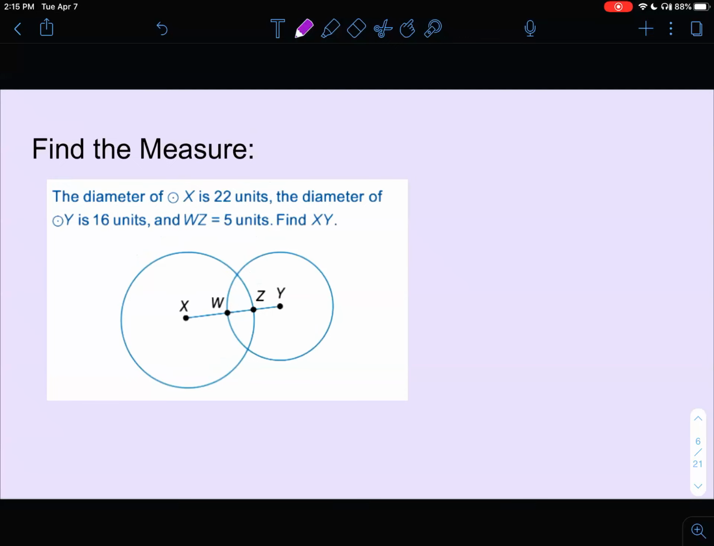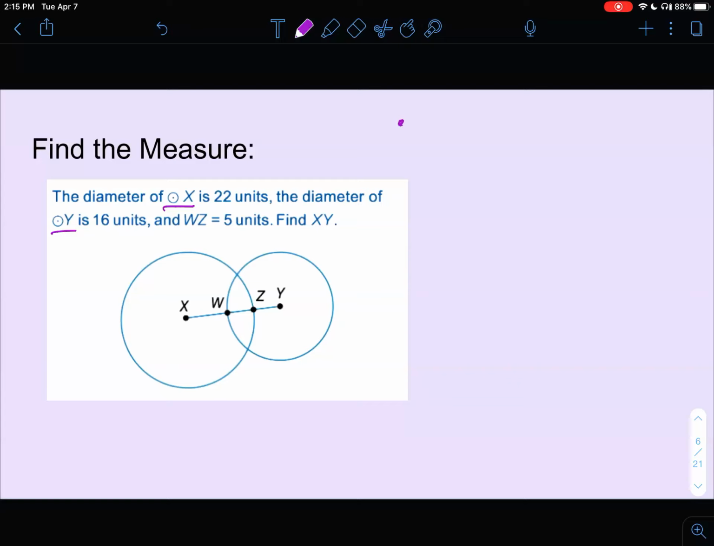Well, here we go. We have radii kind of all stuck together. They're giving us diameters. We have these two circles. We have the circle X, and we also have a circle Y. They do give us some very important information here. We have that circle X has a diameter.